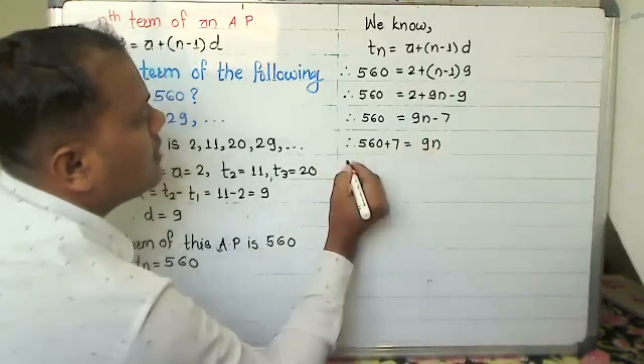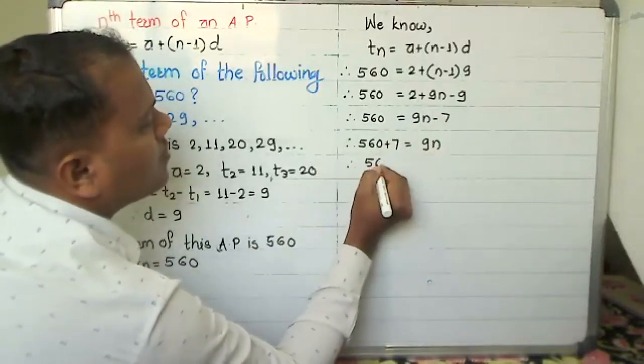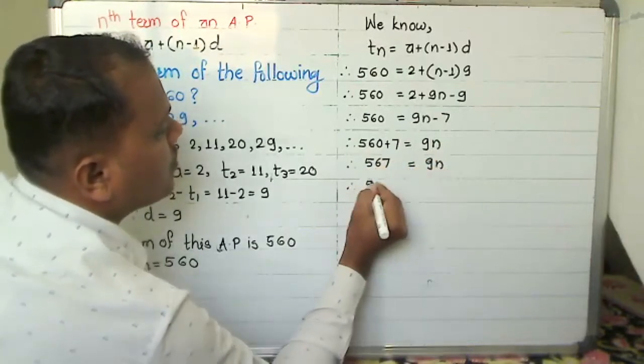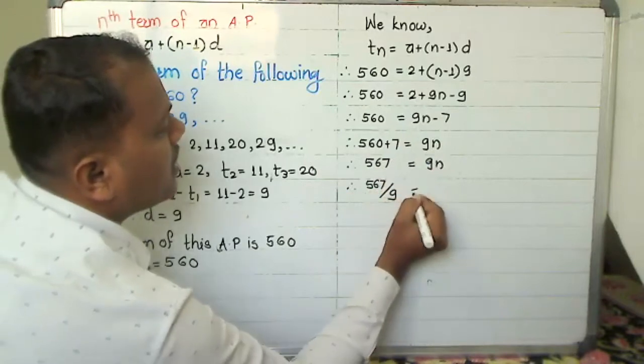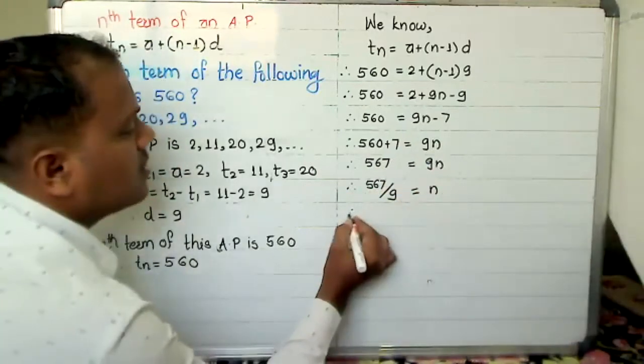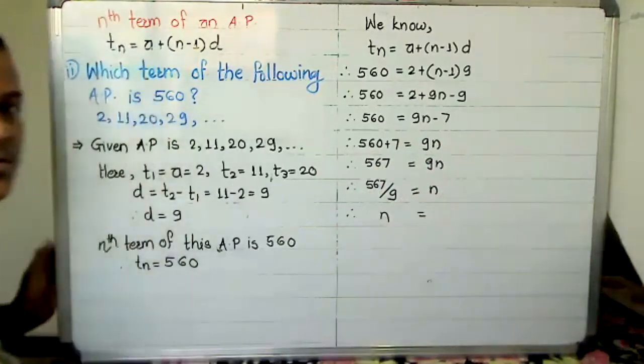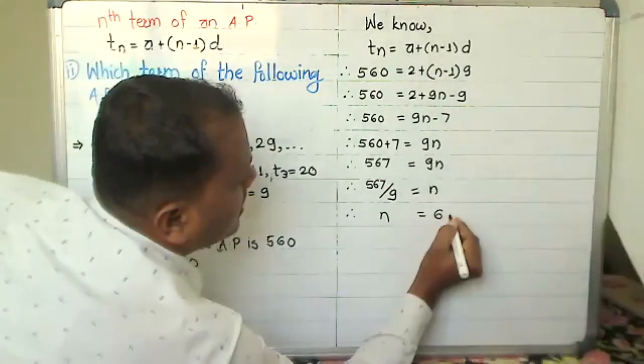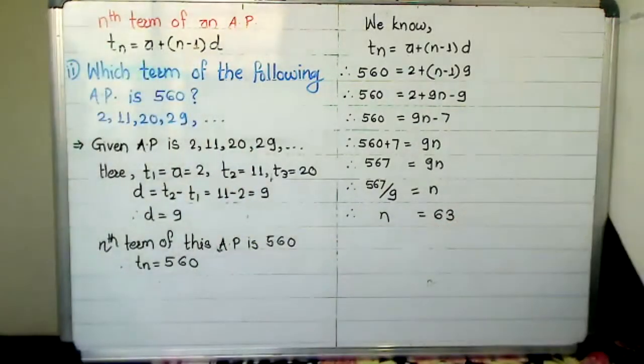So 567 is equal to 9n. Therefore 567 divided by 9 is equal to n. By simply doing the division, 9 6s are 54 and 9 3s are 27. So n is equal to 63.